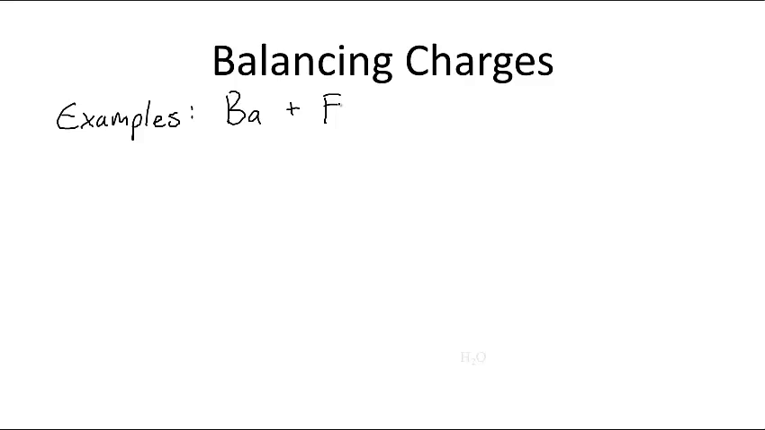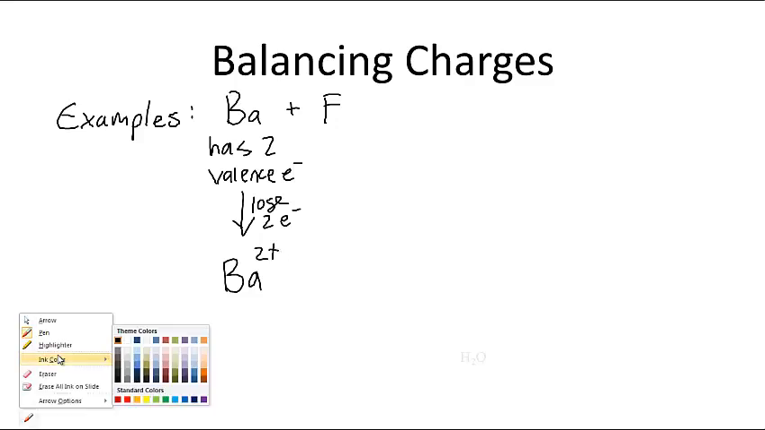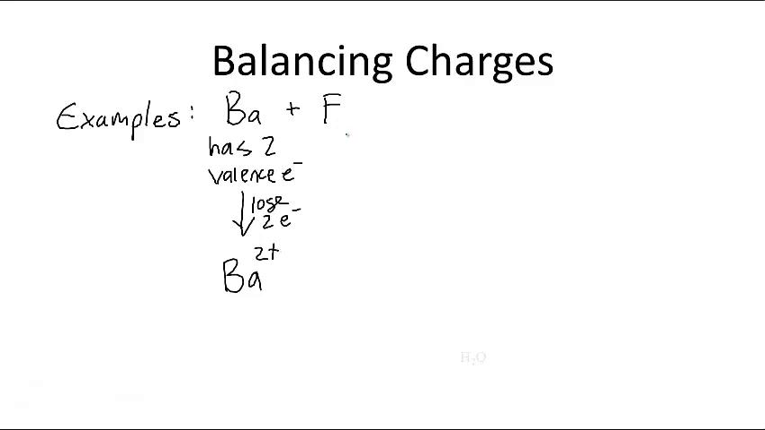So barium has how many valence electrons? So it's going to lose both. So it'll become barium 2+. And then fluorine has 7 valence electrons. So it's going to gain 1. So it will make fluorine -1.